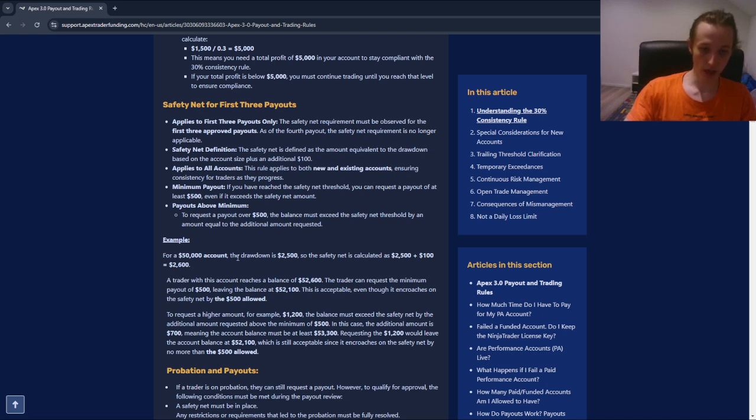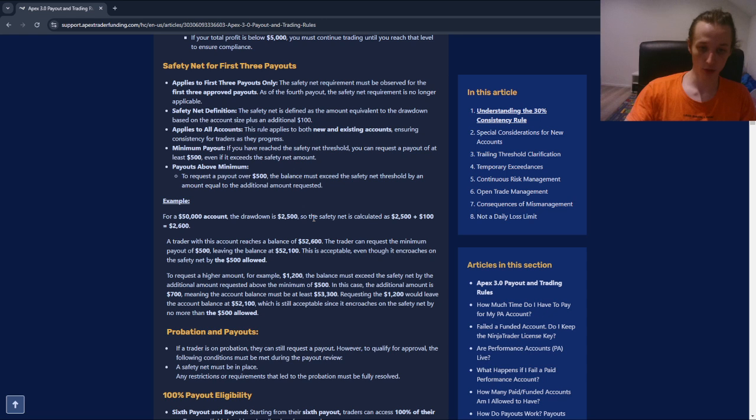Example, for a 50k account, the drawdown is $2,500, so the safety net is calculated as $2,500 plus $100, so $2,600 right here. A trader with this account reaches a balance of $2,600. The trader can request a minimum payout of $500, leaving the balance at $2,100. This is acceptable, even though it encroaches on the safety net by the $500 allowed.